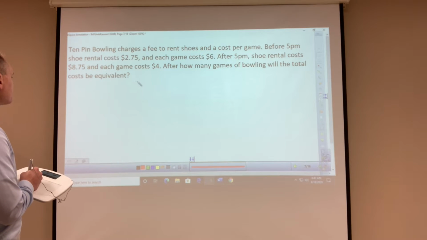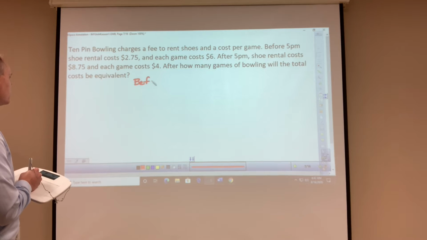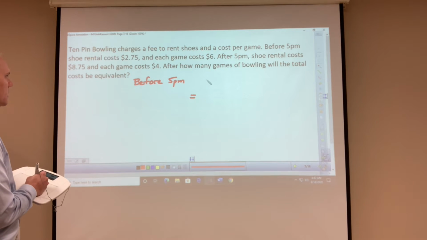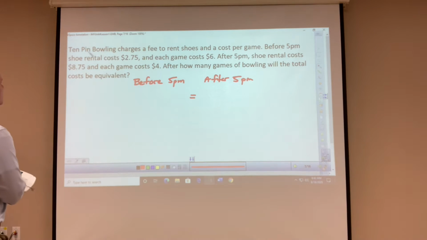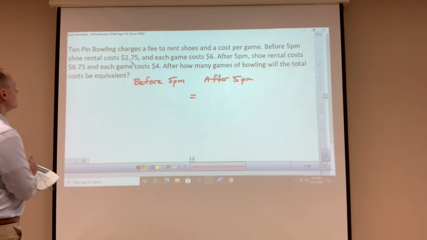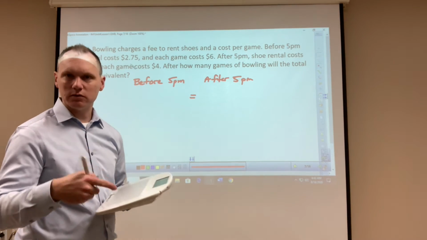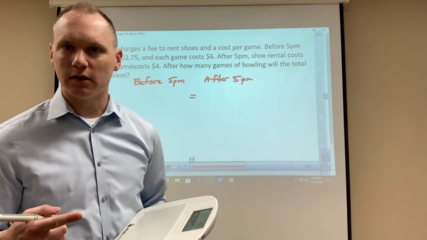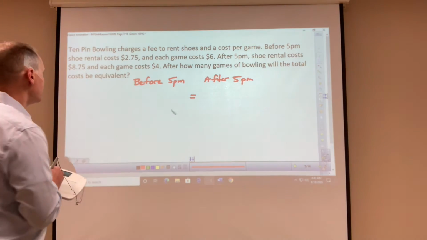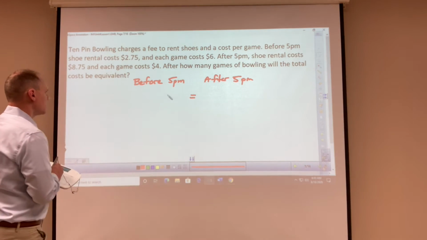So let's think about before 5 p.m. That could be our left side of our equation. And then after 5 p.m. Okay, so before 5 p.m., shoe rental costs $2.75. Does that happen one time or does it reoccur after each game? It only happens one time, right? So that's our flat fee or our constant amount, our initial amount.